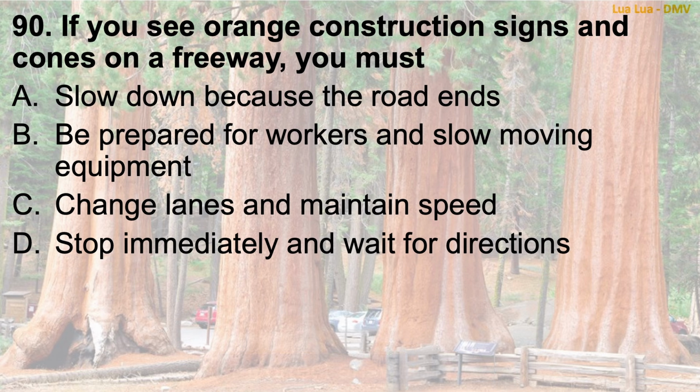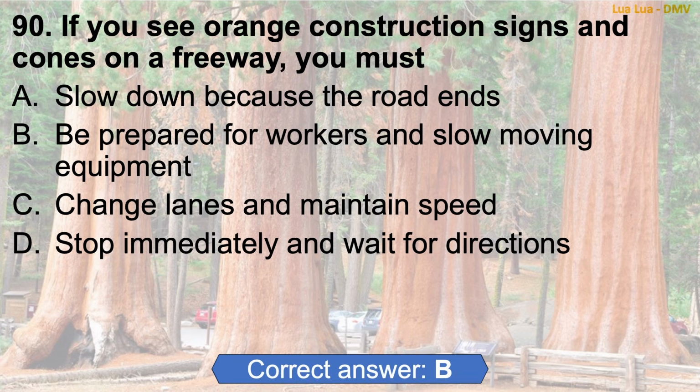Question 90. If you see orange construction signs and cones on a freeway, you must A. Slow down because the road ends. B. Be prepared for workers and slow-moving equipment. C. Change lanes and maintain speed. D. Stop immediately and wait for directions. The correct answer is B. Be prepared for workers and slow-moving equipment.